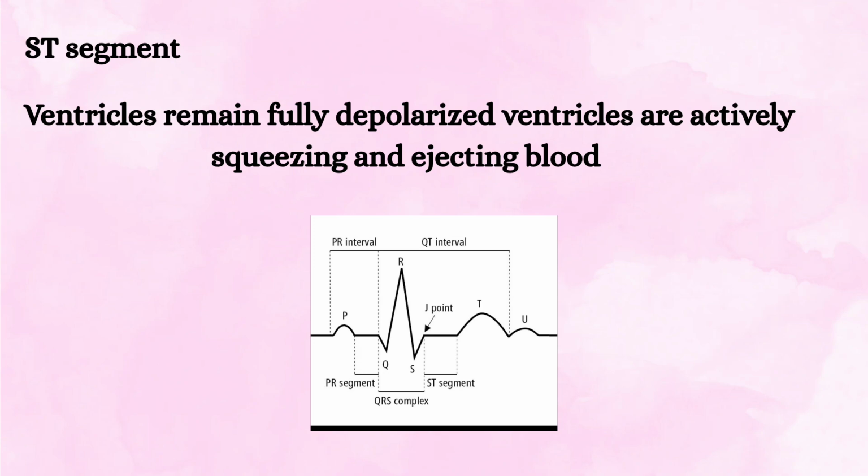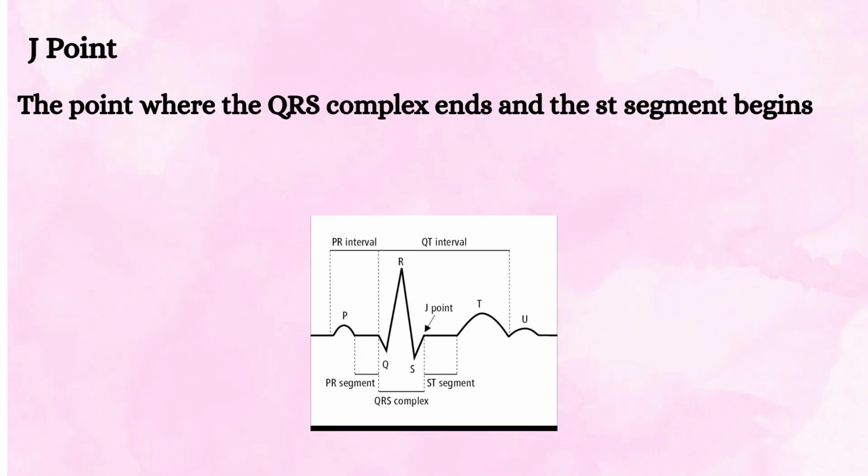ST segment is a flat line between the end of the QRS complex and the beginning of the T wave. Ventricles remain fully depolarized. Ventricles are actively squeezing and ejecting blood. J point, the point where the QRS complex ends and the ST segment begins.